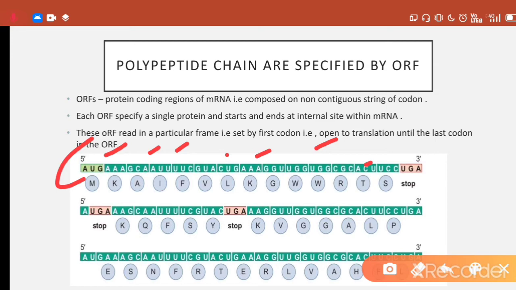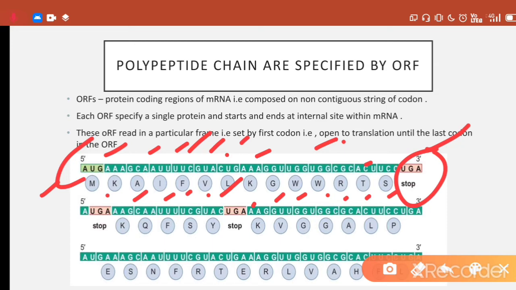For example, AUG encodes M, which stands for methionine, and AAG encodes K, that is lysine, and GCA encodes A, that is alanine, and AUU encodes I, that is isoleucine, and UUC encodes F, that is phenylalanine, and GUA encodes V, that is valine, and CUG encodes L, that is leucine. Here K stands for lysine, G for glycine, and W for tryptophan, and again UGG encodes tryptophan, R stands for arginine, T for threonine, and S for serine. And then comes our stop codon that will stop the translation process.